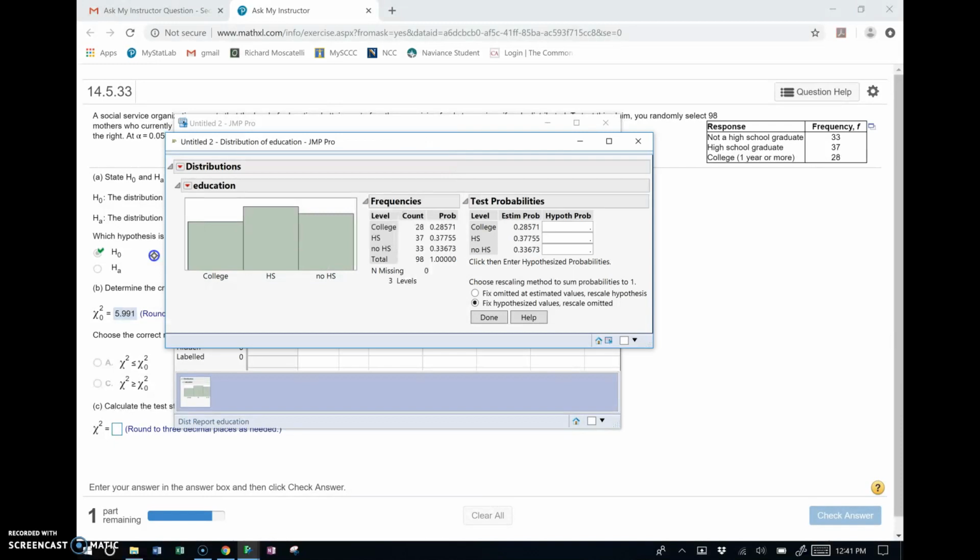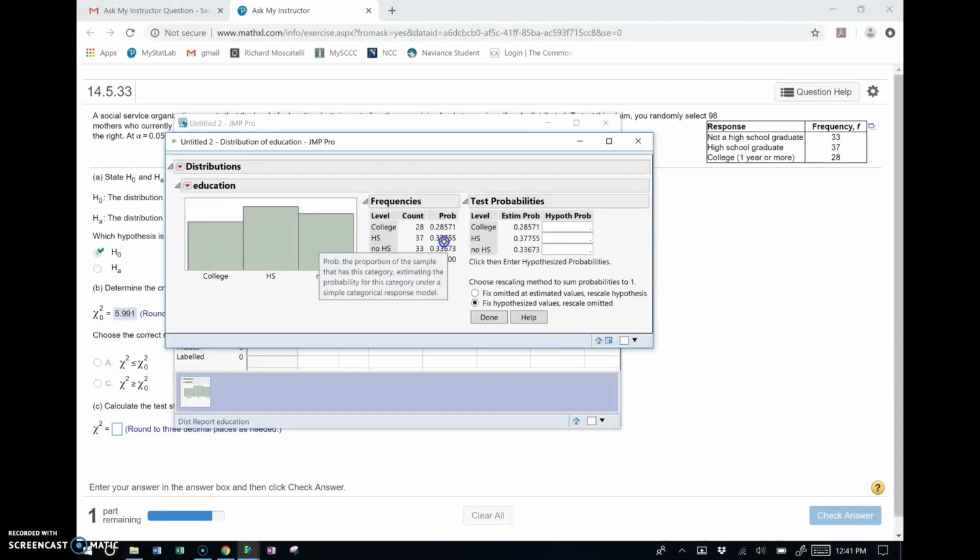All right, now look what it does. First of all, it shows me the frequency. College is 28, high school 37, no high school 33. I believe it orders these alphabetically, so you don't have a choice in that. The total was 98 frequencies, so 28 divided by 98 gave me this, about 29% there. 37 out of 98 and 33 out of 98. So now, if you want to test the probabilities, these are the estimated probabilities based on the observed frequencies.